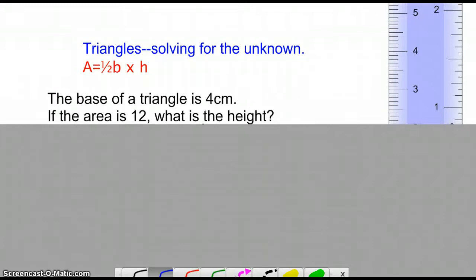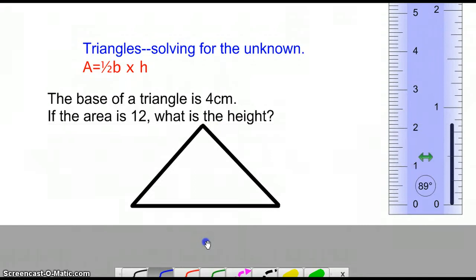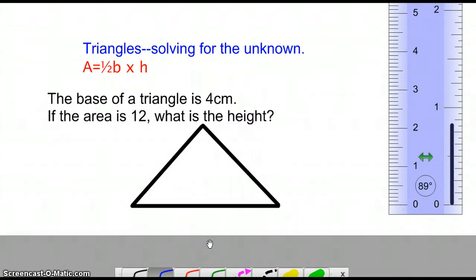One final problem. The base of a triangle is 4 centimeters. If the area is 12, what is the height? Let's do this and use a diagram here. The base is going to be 4 centimeters. The area is 12. We're asked to find what the height is. We're asked to find the height of this distance here.